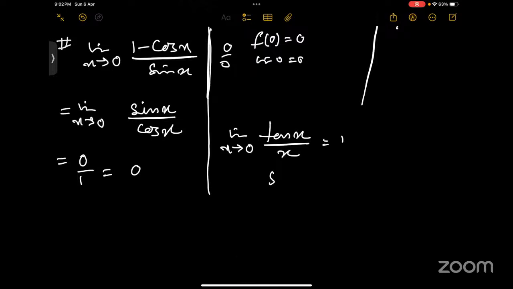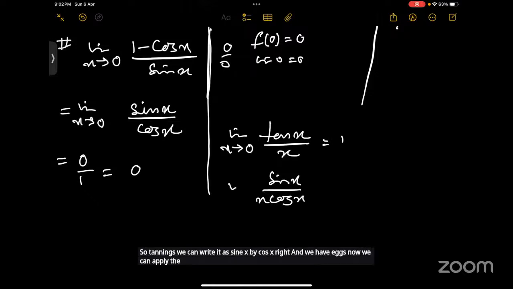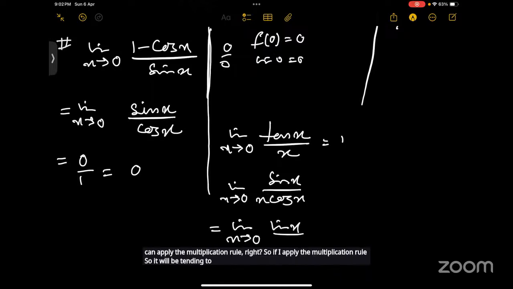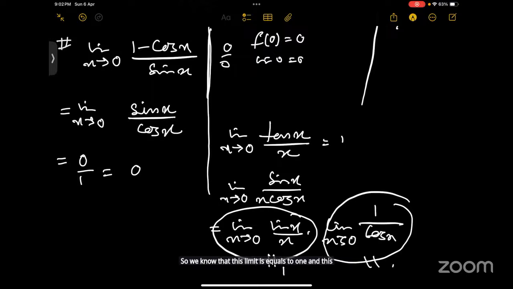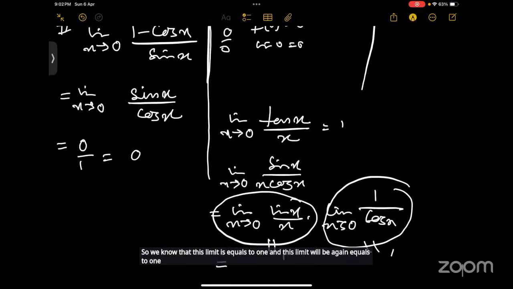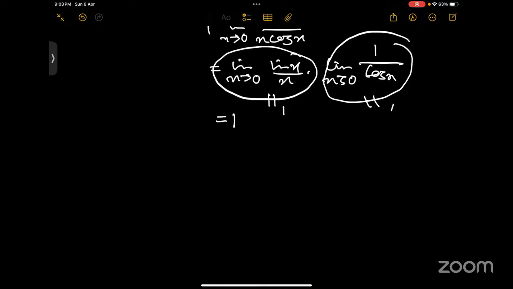So tan x, we can write it as sin x by cos x, right? And we have x. Now we can apply the multiplication rule. If I apply the multiplication rule, it will be the limit as x tends to 0 of sin x by x, into the limit as x tends to 0 of 1 by cos x, right? So we know that this limit is equal to 1, and this limit will again be equal to 1, right? So we will find the whole limit as equal to 1.